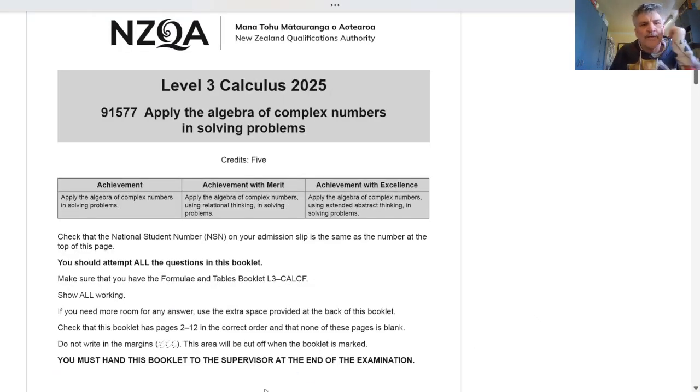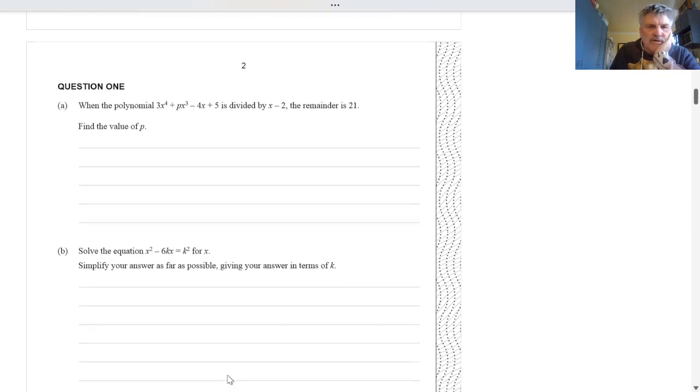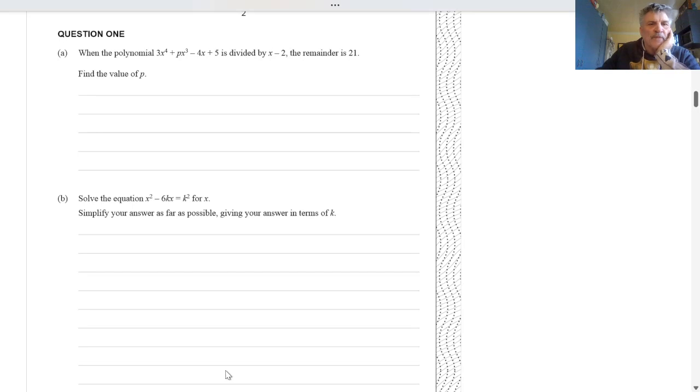Welcome. This is a run through of Level 3 Calculus 2025 NCEA examination 91577. Apply the algebra of complex numbers in solving problems. So let's just have a look and see what we can do.